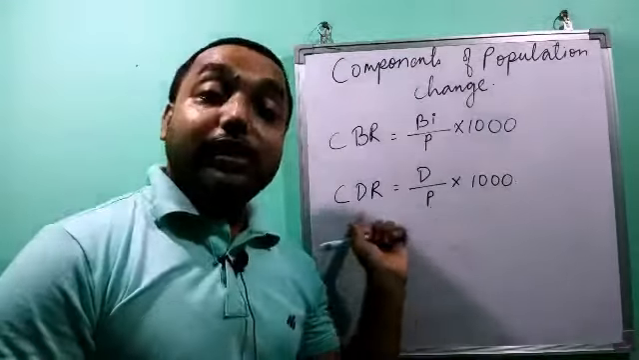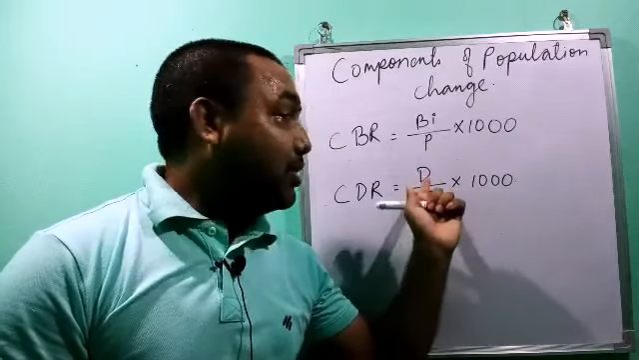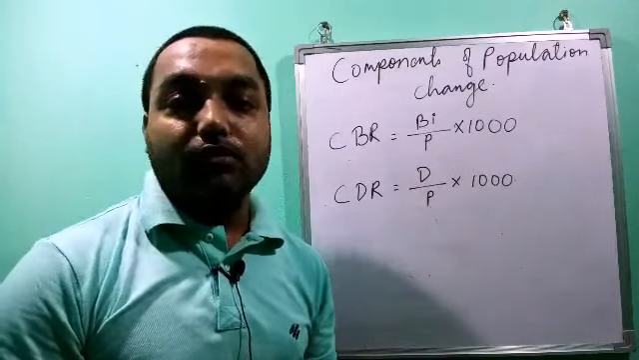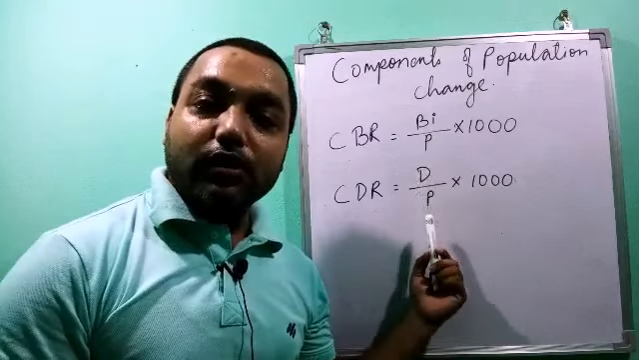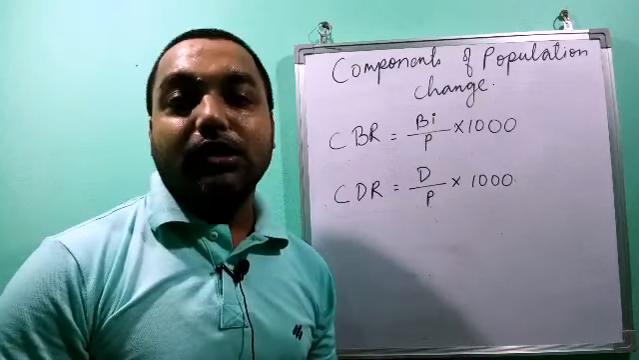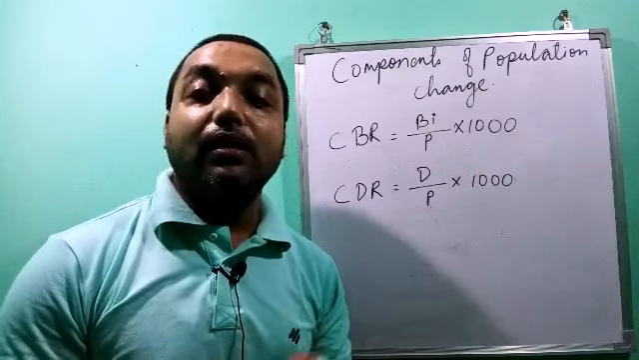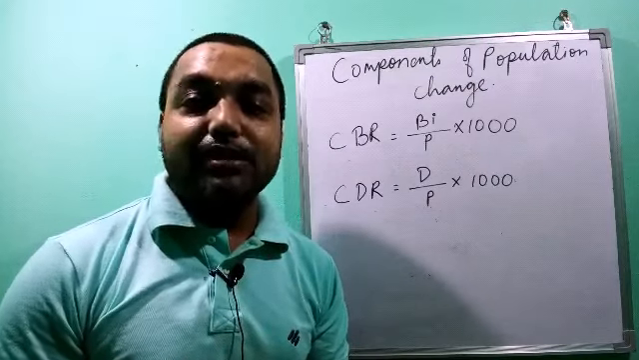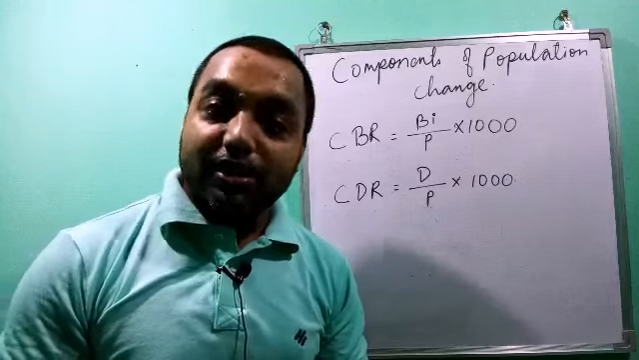After that, crude death rate. That is the total number of deaths per 1000 population. So the total number of deaths divided by the total population, into 1000. That is, per 1000 population, how many deaths have taken place. This will determine the change of population.